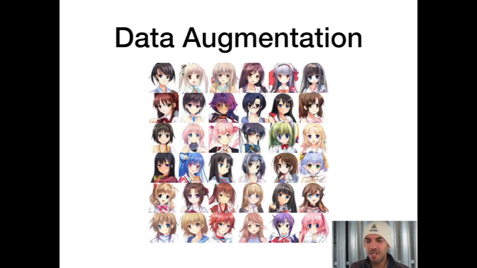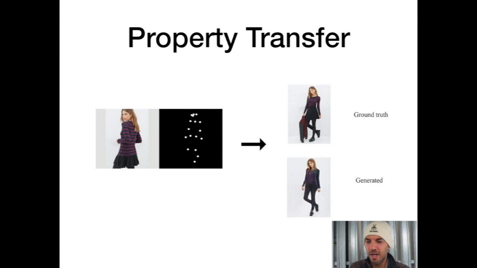You see here those pictures, and some of those are real pictures and some of those have been generated by the generator part of the GAN, and you can clearly see that it's very hard to distinguish. So that's pretty awesome. You see here, that's called property transfer.